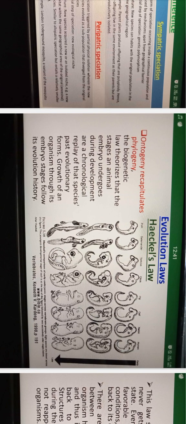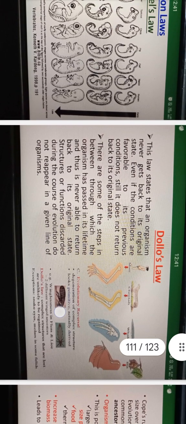Evolution laws. Haeckel's law. Ontogeny recapitulates phylogeny. The biogenetic law theorizes that the stages an animal embryo undergoes during development are a chronic display or a replay of that species' past evolutionary forms. Growth of an organism through these embryo stages follows its evolutionary history. Haeckel's law. Then Dollo's law.